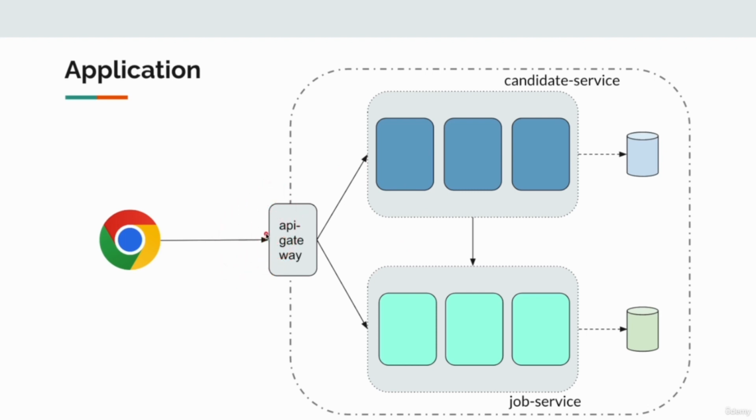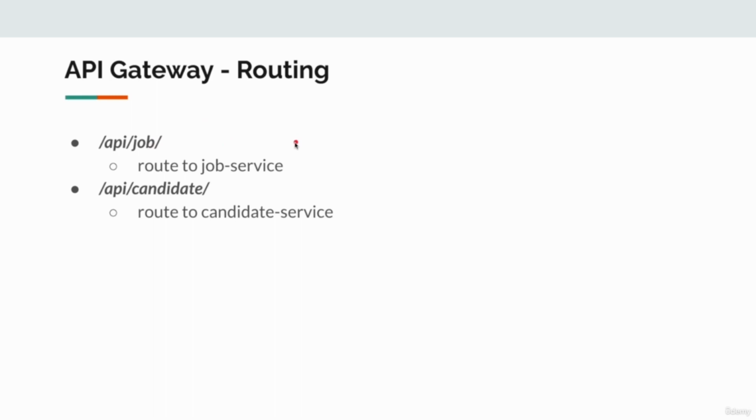The path based routing is going to be like this. If our API gateway receives a request for this path, API job, then it will route the request to job service. And if it receives a request like this, API candidate, then it will route that to candidate service. Hopefully this would be a fun, interesting section. So let's get started.